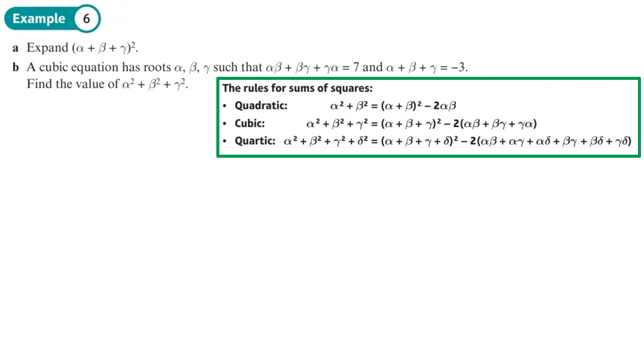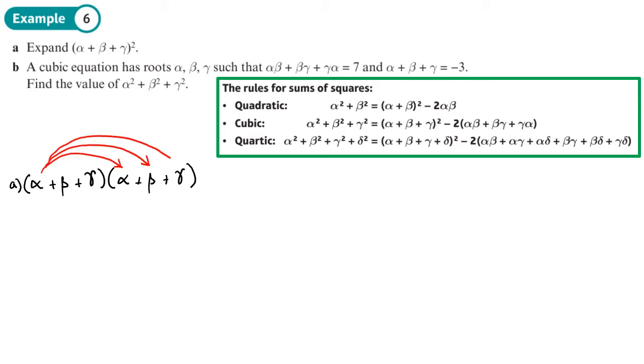Right, okay, so part A is just going to be expanding the brackets. So alpha plus beta plus gamma times itself. So, you know, if I was going to draw lines in, I'm basically going to be multiplying all of those and then do the same with the beta and then the gamma. So I'm not going to draw arrows, there's just going to be too many of them. You could also, if you want to, put this in a grid and multiply it that way, if you find it more helpful.